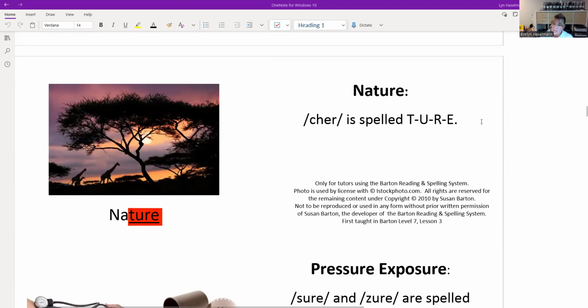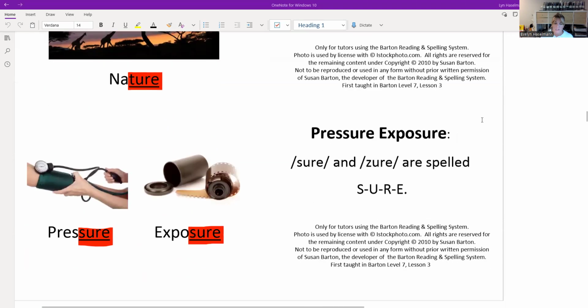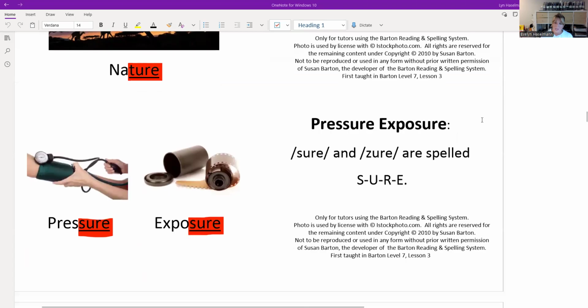Let's go over what your student learned this time. We revisited the unit ture, as in nature, T-U-R-E. We also learned a new one, which is sher. S-U-R-E says sure.